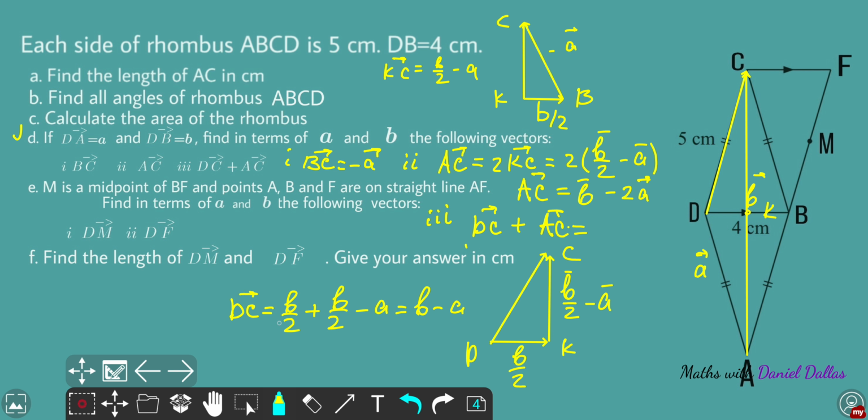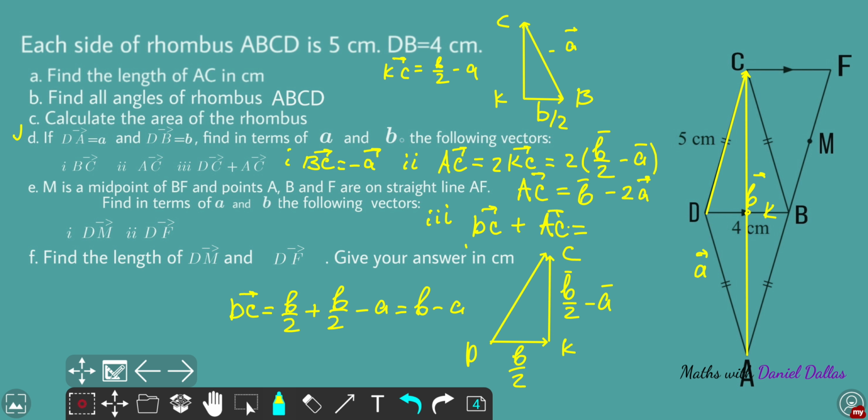What about AC? So AC, we can find from the small one, probably from the small triangle. Let me see.